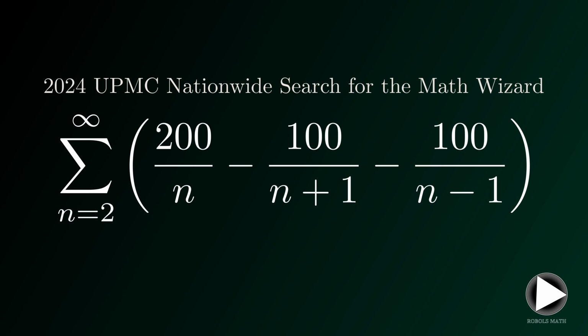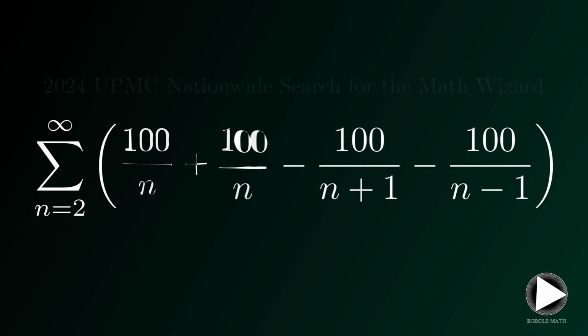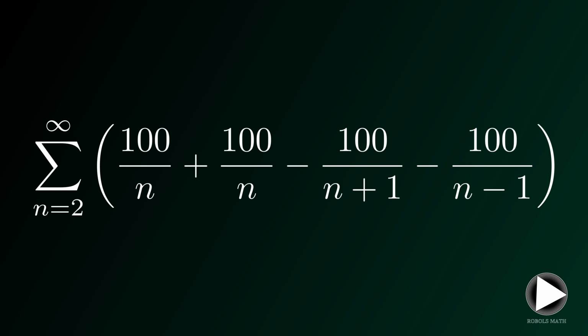To evaluate this sum, we rewrite 200 over n as 100 over n plus 100 over n. This move is the intuitive thing to do because the other terms have a numerator of 100. Based on my experience, infinite series written in partial fraction form like the one we have generally leads to telescoping terms, and that's the track we will pursue.